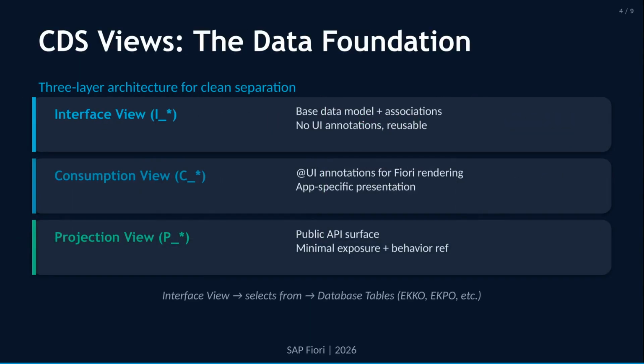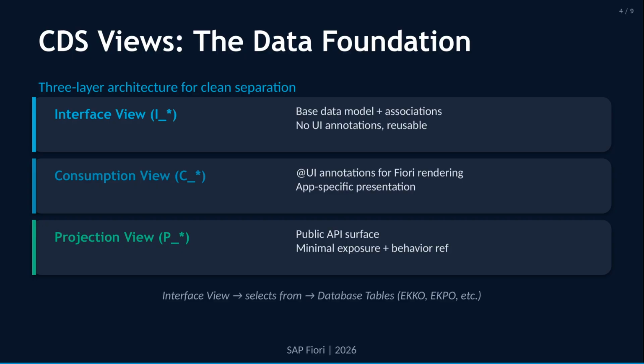Everything starts with CDS views. A CDS view is a declarative data model defined in the ABAP development tools, also known as Eclipse ADT. Unlike classic ABAP database views, CDS views support annotations that control everything from field labels to UI behavior. There are 3 types of CDS views in the RAP stack. Interface views define the base data model and associations. They represent your entity structure.